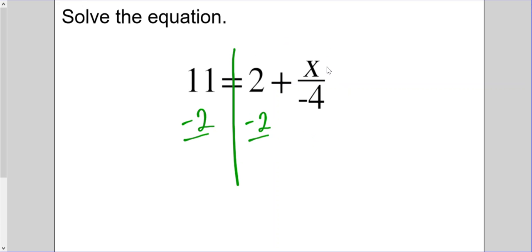I take this whole expression and I subtract 2 from it. That cancels out 2. And I just take that 11 and subtract 2. That gives me 9. This comes down, nothing about that changed.